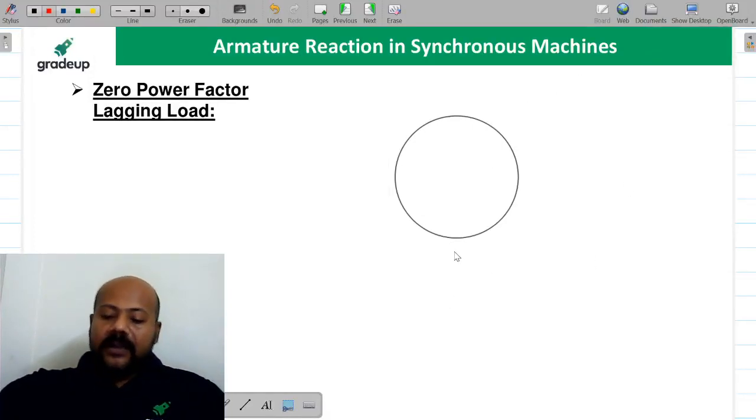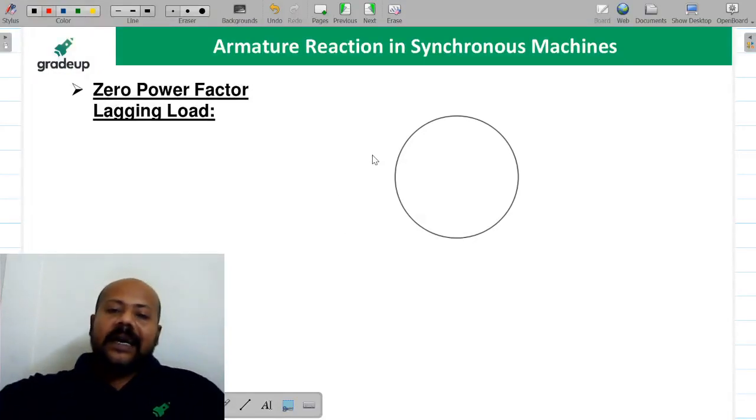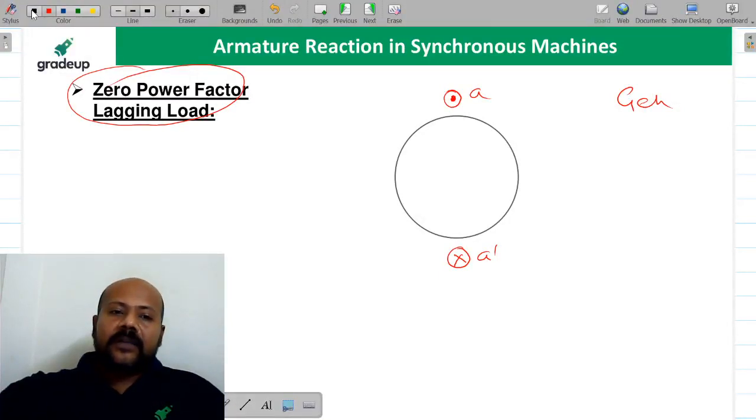Now again I am going to take the cylindrical rotor. Is it clear? Again I am going to take the cylindrical rotor, and again I am saying that there is an A phase coil, something like this. This is A and this is A dash. And for the case of generator I am saying this is going to be dot and this is going to be cross. Is it clear? Now in this case, zero power factor lagging condition, suppose your field or rotor winding coils are something like this.